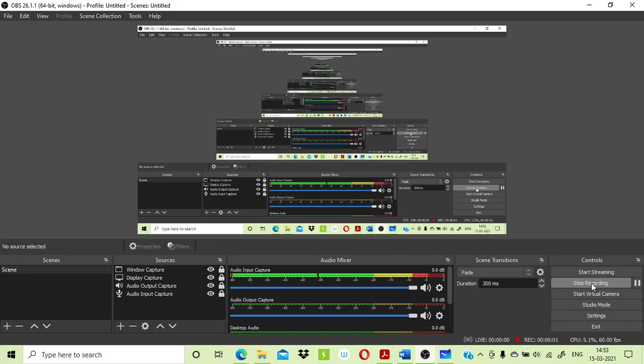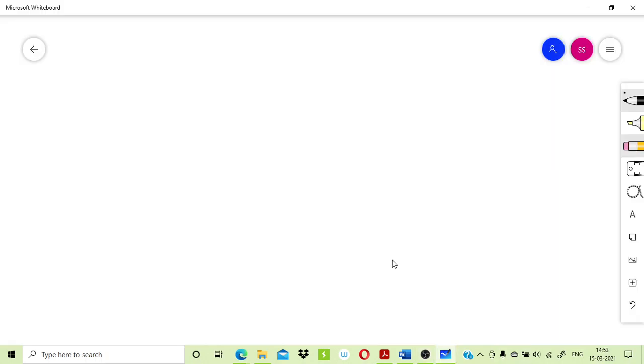Hi students, in this recorded class, we are going to discuss how to solve a problem using the exterior penalty function method. Okay, so our example problem is like this.